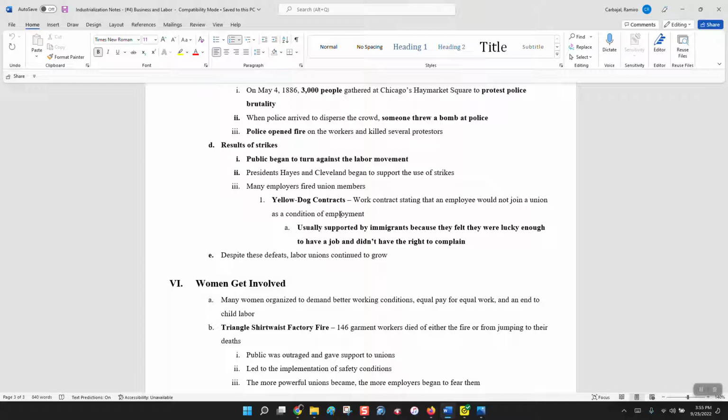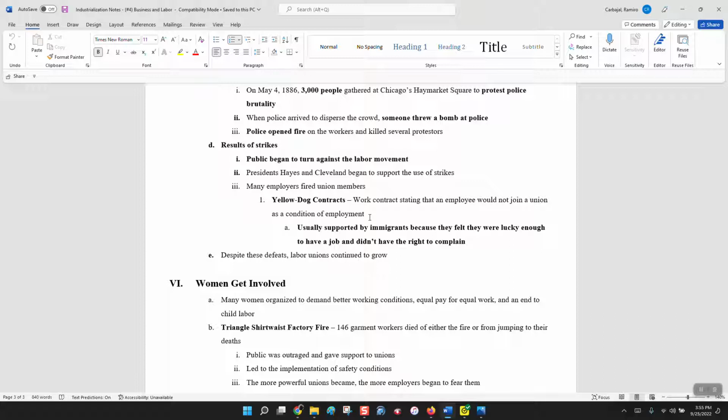So the business owners thought, how can we get around these victories by the unions? And their answer was, well, what if workers don't join unions in the first place? And they created these yellow dog contracts. It's a work contract that says an employee would never join a union if they want to get a job. So basically, you want to work here? No problem. Sign this yellow dog contract saying you'll never join a union. How could a union be powerful if it doesn't exist in the first place? So this is their way of going around that.